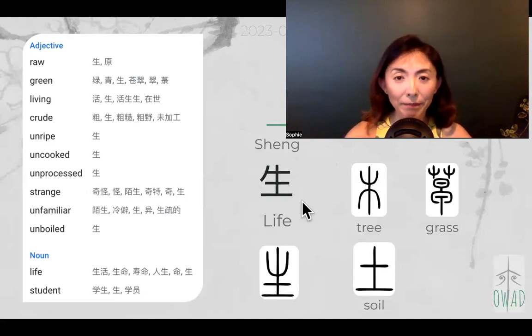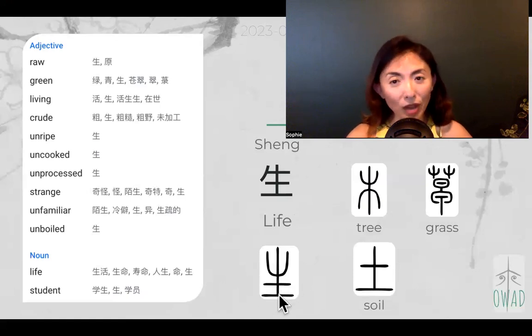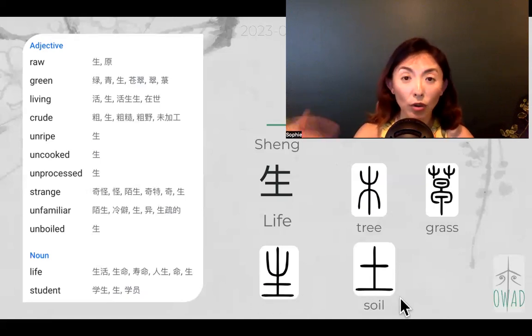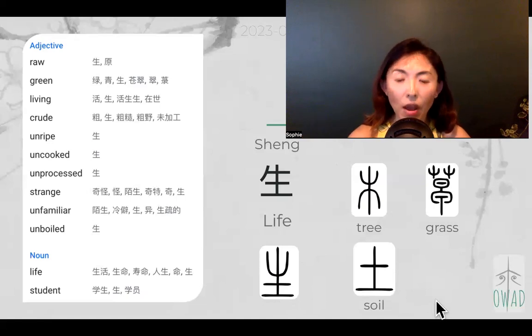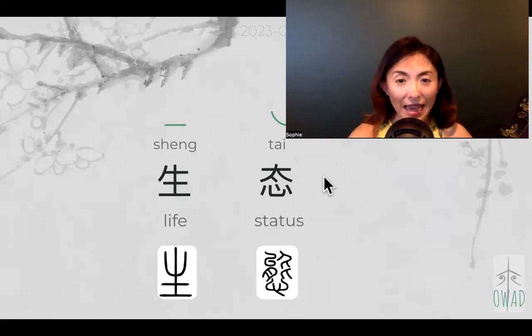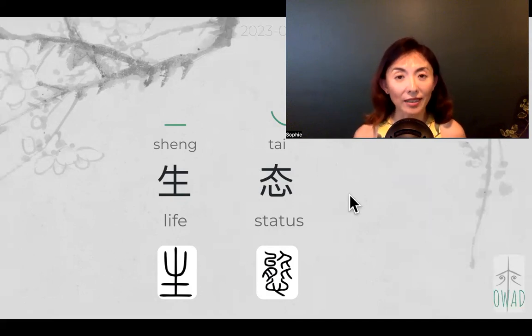So this sheng, its original meaning means life, means a plant that grows on soil, both on and in soil. You can see this first horizontal line is the ground level. So the plant has the above ground portion and underground portion. And this is the underground, and this pointer is showing the soil, the surrounding of the root that we're talking about. So this sheng, when it pairs with tai, sheng tai, means ecology, and tai by itself means status or state of being.